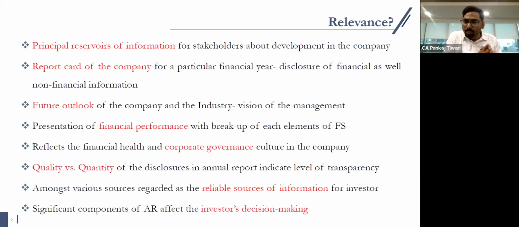So my sincere suggestion to all of you would be that you should look at the financial performance of the company, no doubt, but you should also pay a lot of attention to the governance structure of any company or any entity, whichever you are looking to evaluate from an annual report perspective.